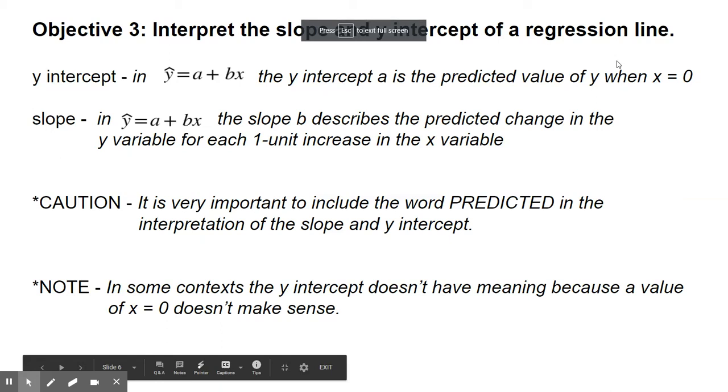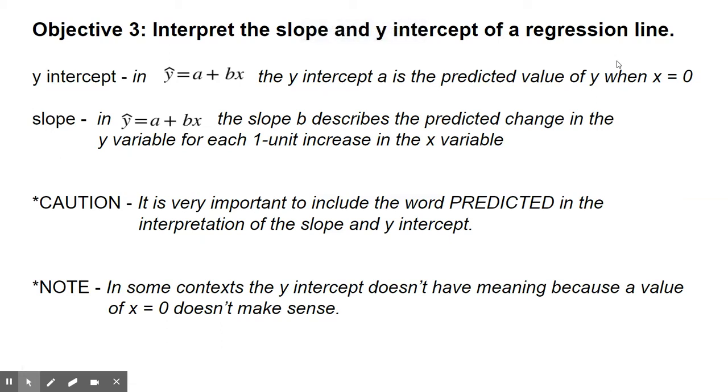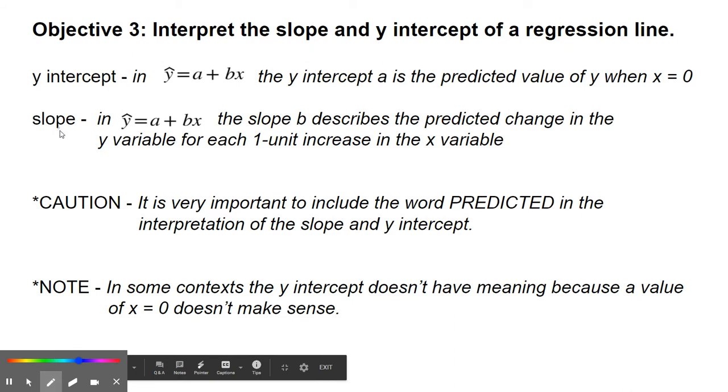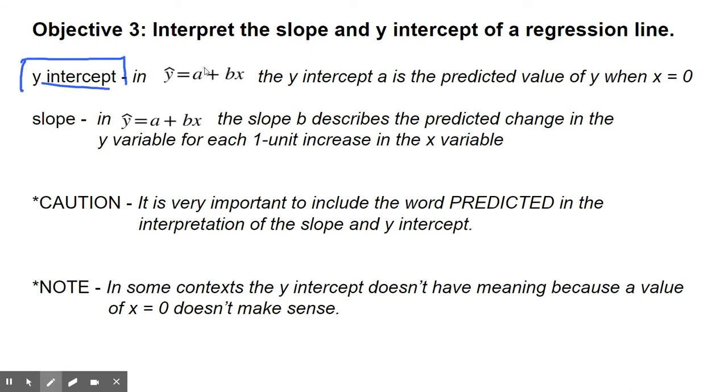Okay, last but not least, objective 3, more interpretation to go. So let's really break down this regression line equation. So we know that it's slope-intercept form, right? So the y-intercept here in this equation, the a, right? It's the a. And what it does is it is the predicted value of y when x is 0.